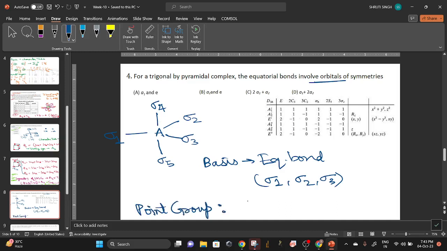And here the point group is D3h, and the order will be 12. You can sum this: 1 plus 2 plus 3, 6, and then 6 here. So the order is 12. Now we need to figure out to which symmetry species sigma 1, sigma 2 and sigma 3 jointly belong. So let's do that.